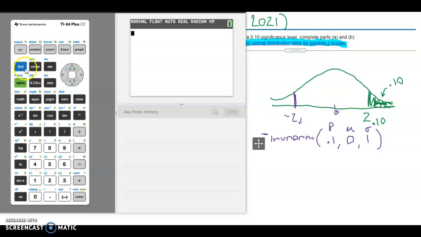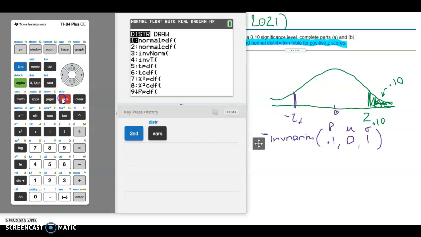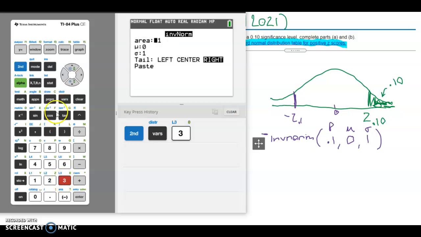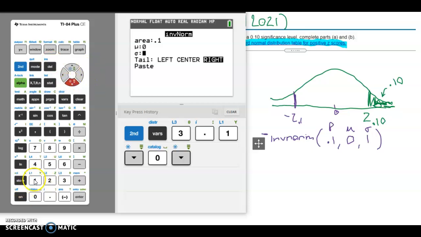So we'll type into our calculator second vars, and then we'll select inverse norm, which is option 3. The area is 0.1. That's the shaded area under the curve that we see here. The mean is 0, and the standard deviation is 1. If you have a calculator that does not have a menu, you're going to put commas between these values, and the comma is listed above the number 7.